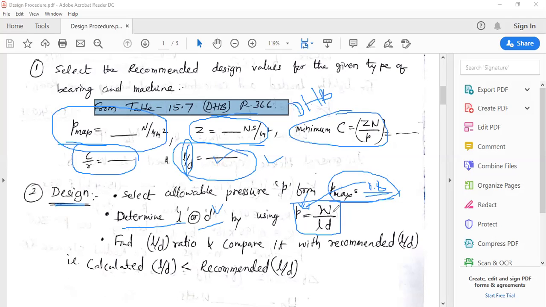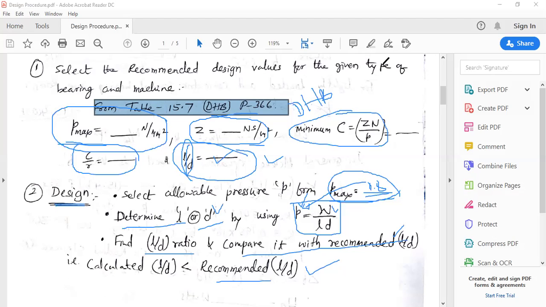The ratio is known here and W is also known, so we get the values of L and D. And also we have to check the L by D ratio. If it is not given, say L and D are calculated, you have to get the ratio of that and compare it with the recommended values of L by D. Suppose the calculated value of L by D is less than the recommended value, then the values are suitable here. Like that we have to proceed.